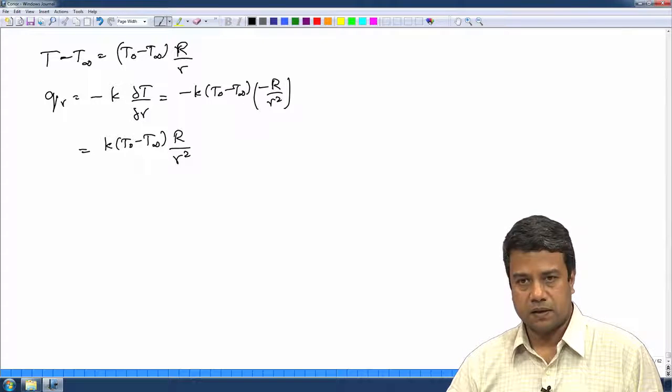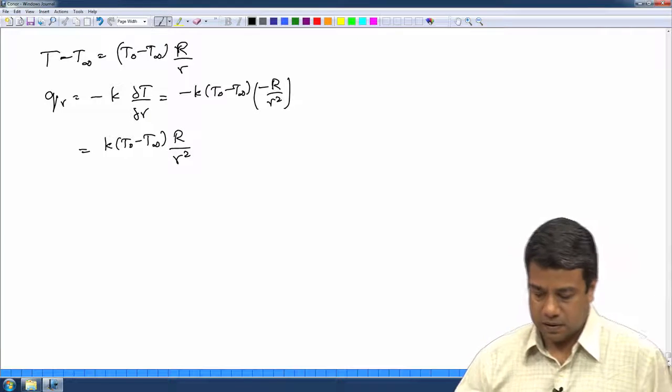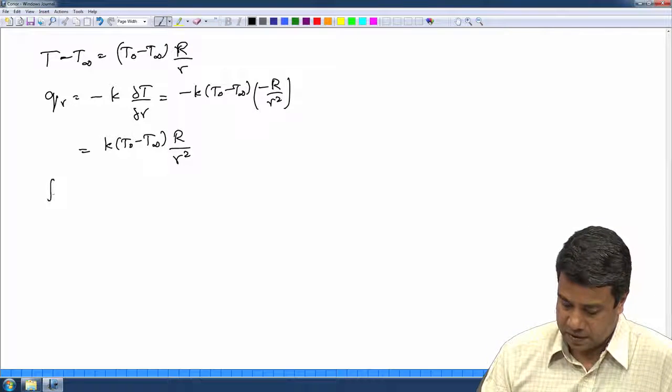The total heat generated, the flux times the surface area, integral.